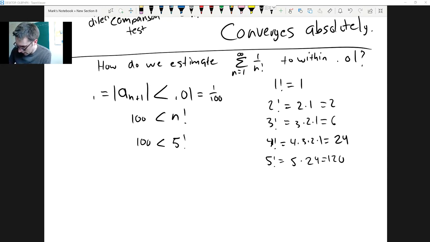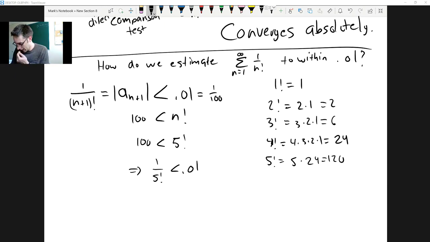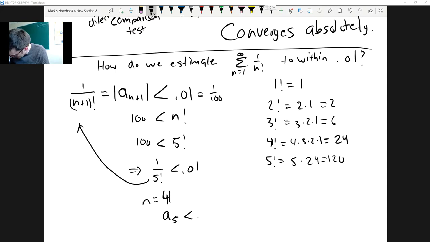And I realize I made a little mistake there. Let's fix that. 1 over n plus 1 factorial would be the absolute value of a_{n+1}. And so if 5 factorial is greater than 100, then 1 over 5 factorial is less than 0.01. And so that corresponds to n equals 4. Okay? So a_5 is less than 0.01.